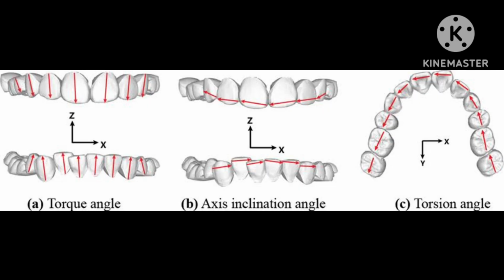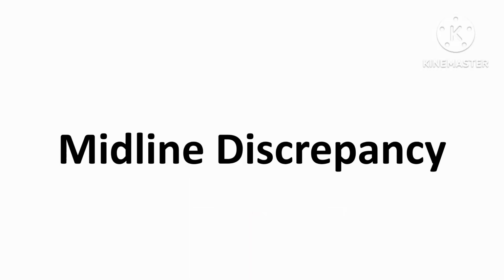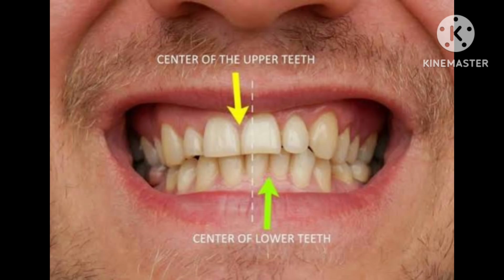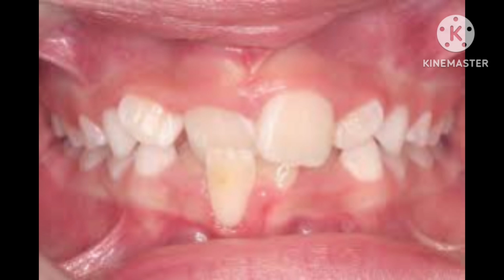A tooth rotating around its long axis is known as rotation. Examples are rotated premolars and canines, and they are common in crowding where the eruption path is disturbed. Midline discrepancy is where the upper and lower dental midlines do not coincide with each other. The causes may be unilateral tooth loss, asymmetric crowding, or skeletal asymmetry.